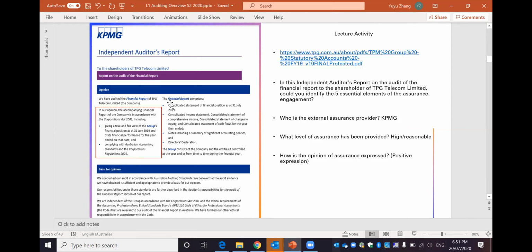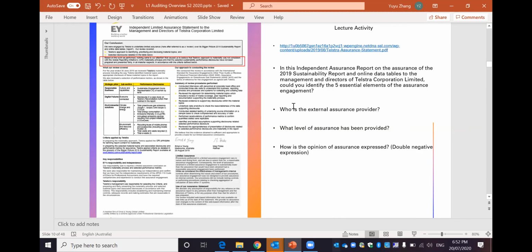This way of expression is positive expression. Very direct, because auditors are very confident. They have strong evidence. They have a high level of evidence here. But for the limited level of assurance, the expression is using the double negative way.